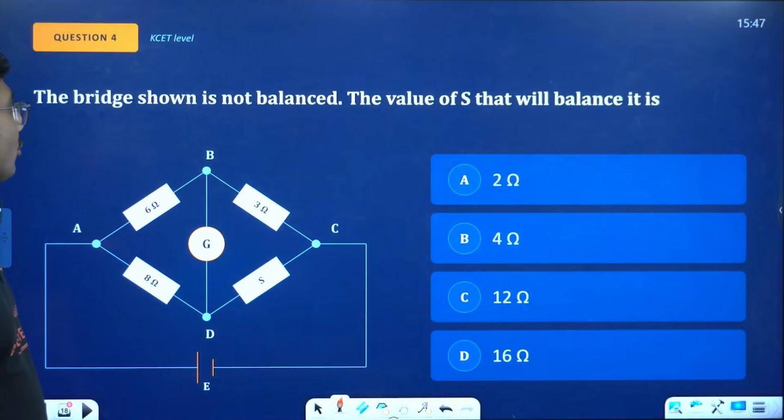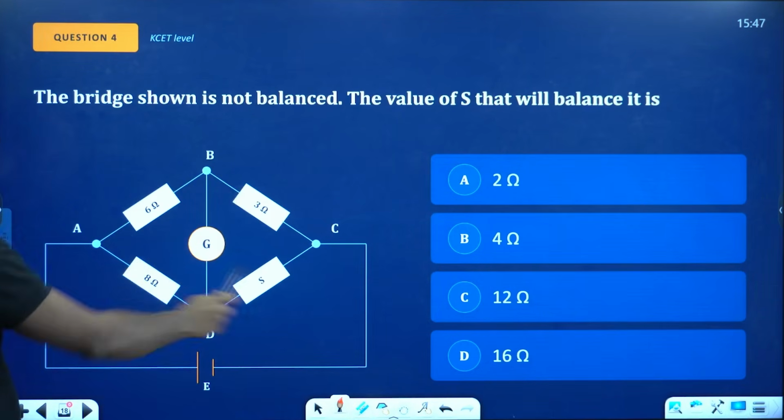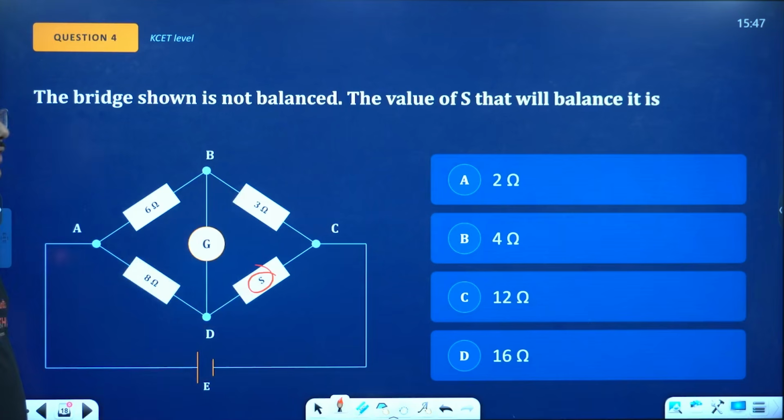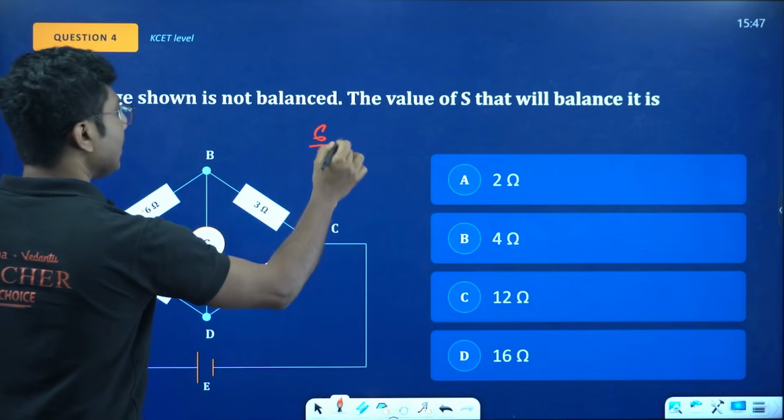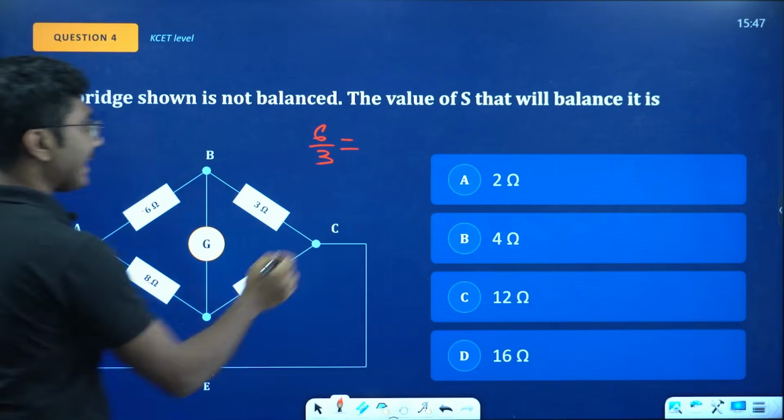The bridge shown is not balanced. Find the value of S that will balance it. So here 6, 3, 8 and S are given, and they are asking what will be the value of S so that the bridge becomes balanced. So here again, what is the rule? 6 by 3 equals 8 by S.